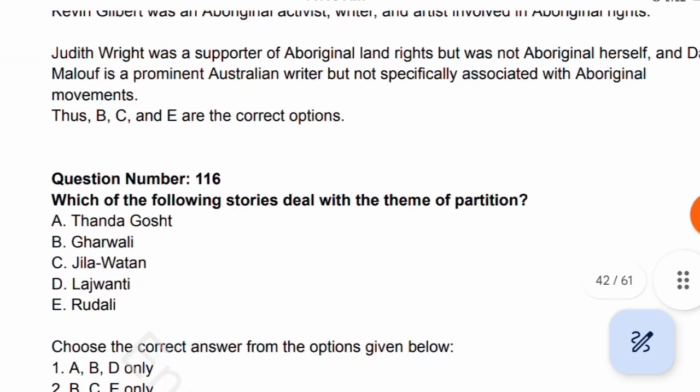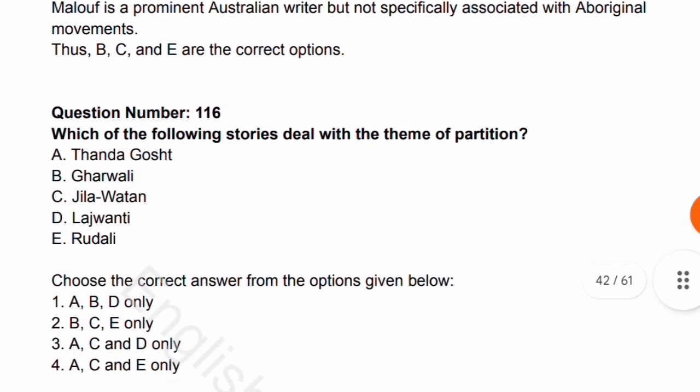Next question. Which of the following stories deals with the theme of partition? Option A, Thanda Ghost. Option B, Gharwali. This is how we have to read, no? It's in Hindi. C, Jila Watan. D, Lajwanti. And E, Rudali. Options you can see. Which of the following stories deal with the theme of partition? You have to tell. Partition.